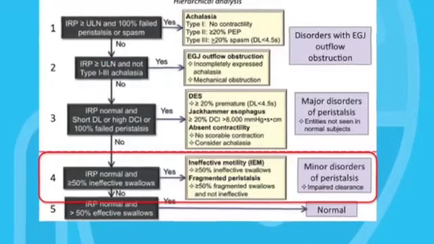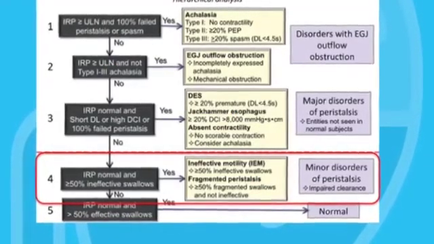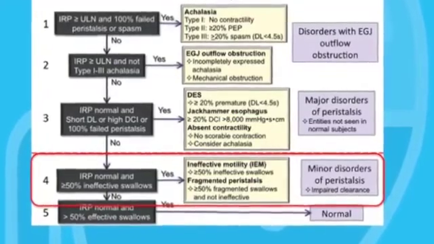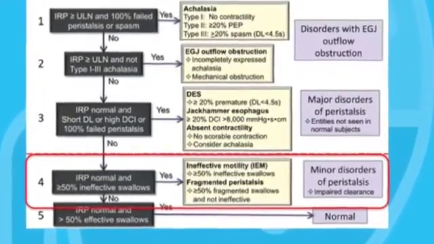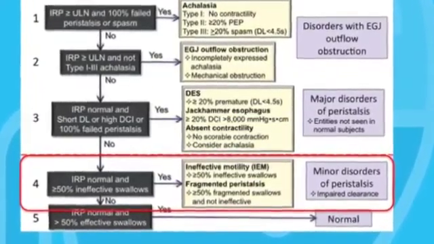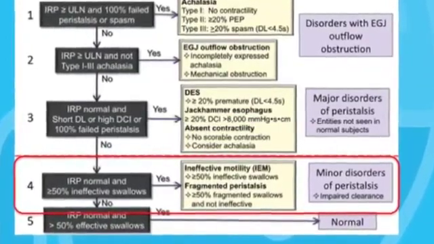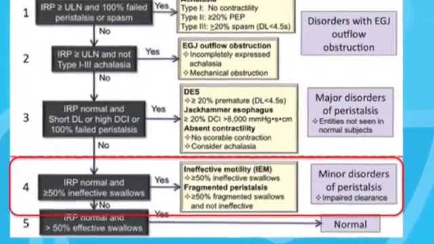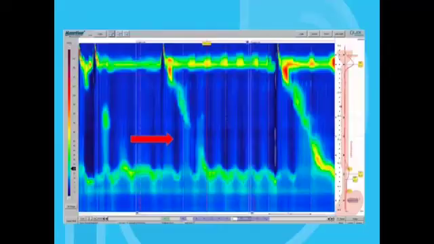The final thing in this category is the situation of large breaks in the peristaltic waves, more than 5 centimeters in length. If this happens in more than 50% of swallows, it is diagnostic of fragmented peristalsis. You can see an example of this in the tracing shown.